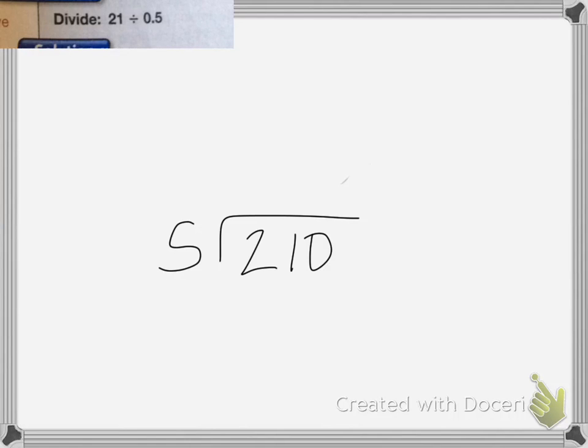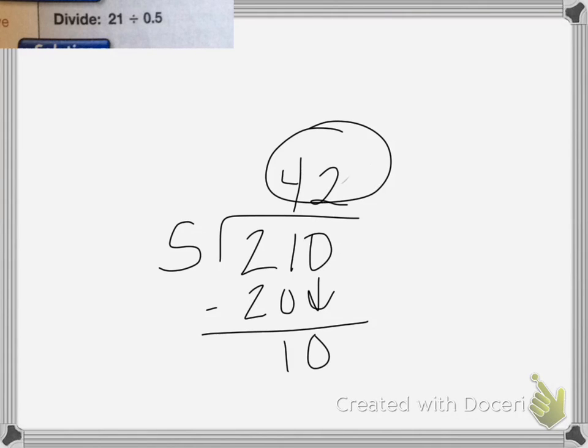5 goes into 21 4 times. That's 20. Subtract, 1 left over, bring down the 0. 5 goes into 10 twice. So my answer is 42.